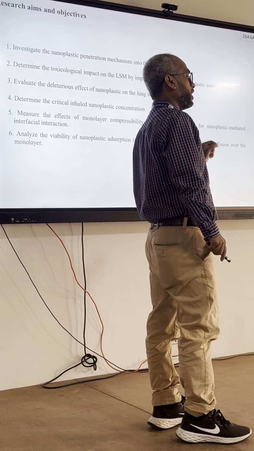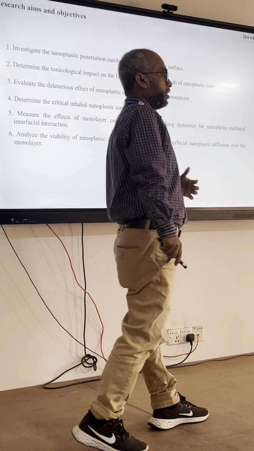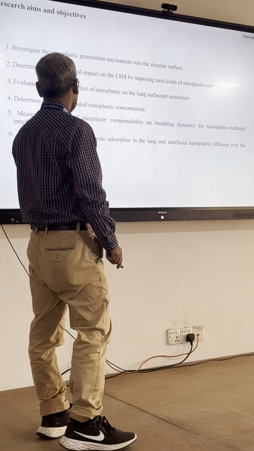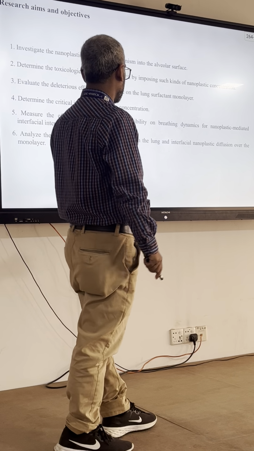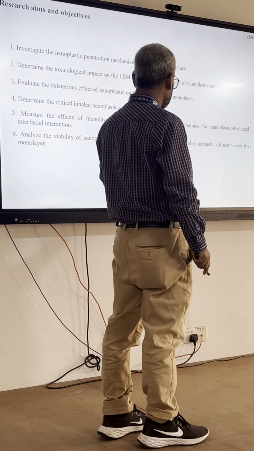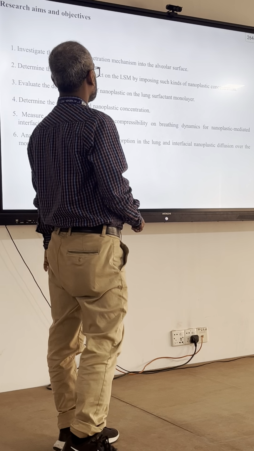How amount of the nanoplastic may cause the damage of the lung circulation. Then the clinical inhaled nanoplastic concentration, the effect of the air compressibility for healthy breathing, and analyze the viability of the nanoplastic absorption of the aerobic process.